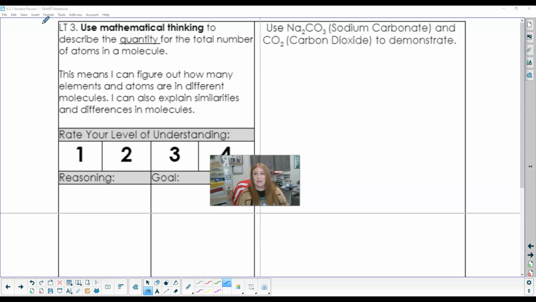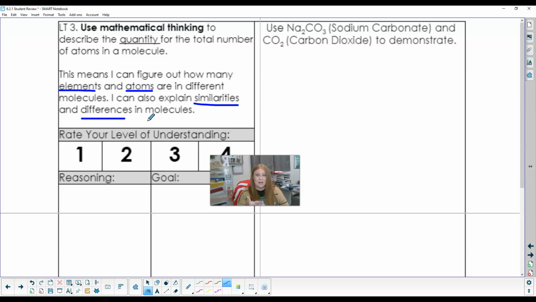Right, for number 3 on our atoms and molecules review, it's asking us to use mathematical thinking. I know, science and math, but you can do it. To describe the quantity, that just means the number for the total of atoms in a molecule. So what does this mean? It means I can figure out how many elements and atoms are in different molecules. I can also explain similarities, what is the same and what is different.